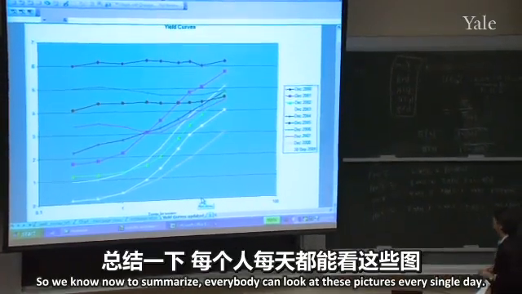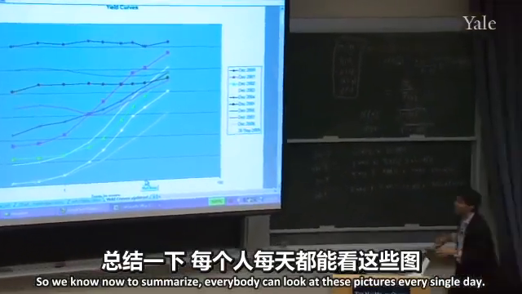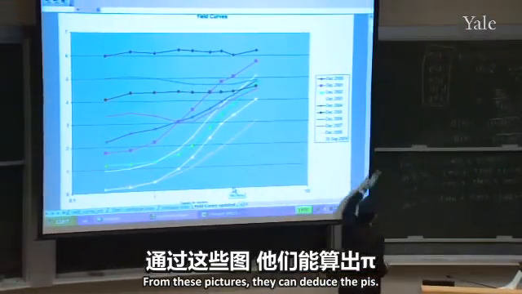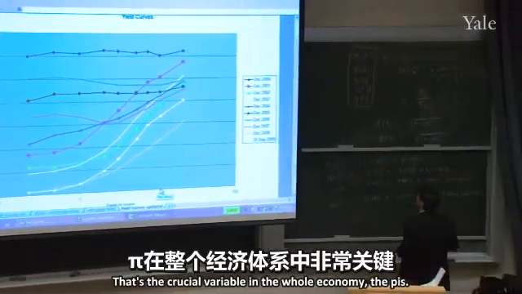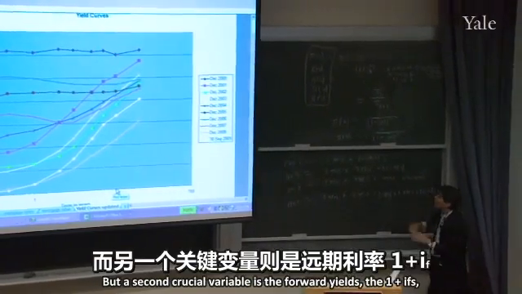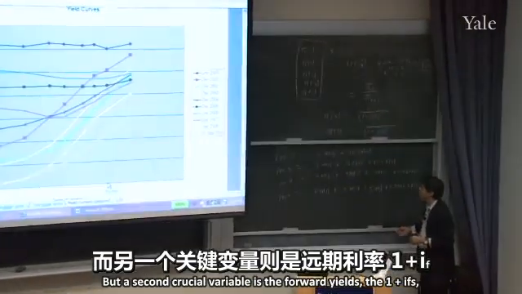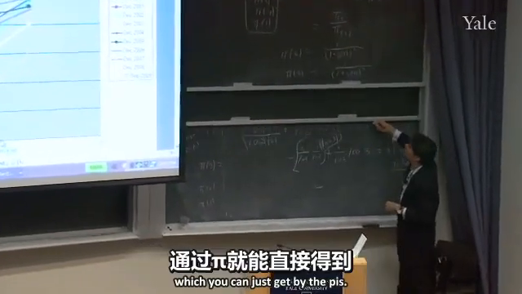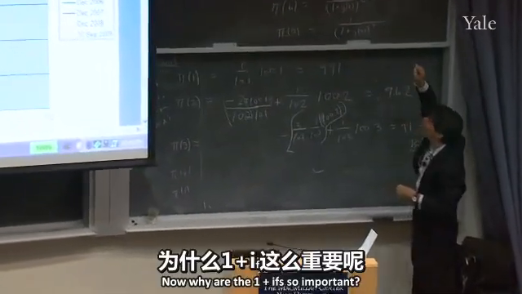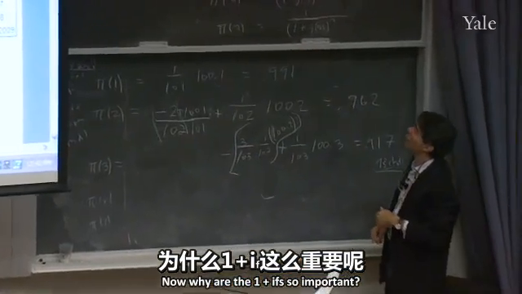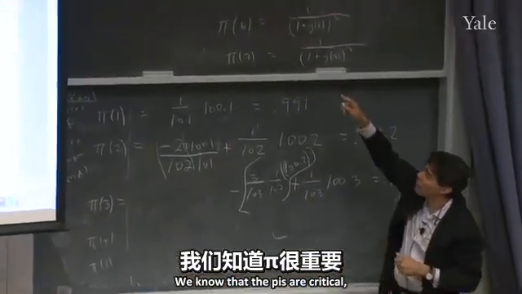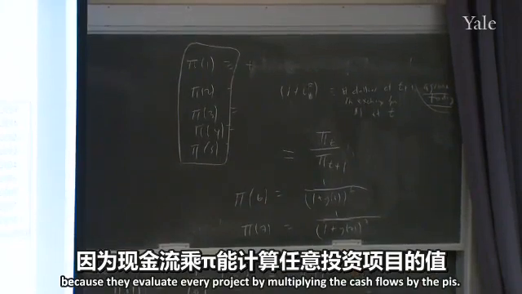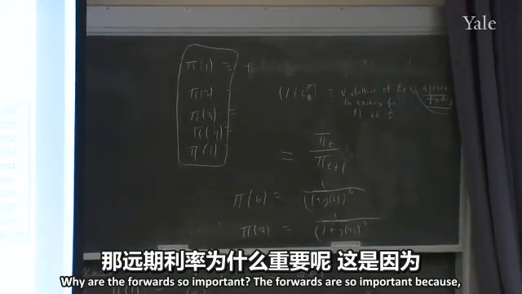To summarize, everybody can look at these pictures every single day. From these pictures, they can deduce the pies. That's the crucial variable in the whole economy, the pies. But a second crucial variable is the forward yields, the 1 plus IFs, which you can just get from the pies. Now, why are the 1 plus IFs so important? We know the pies are critical because they evaluate every project by multiplying the cash flows by the pies. Why are the forwards so important?